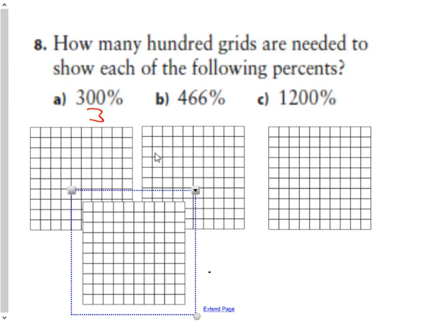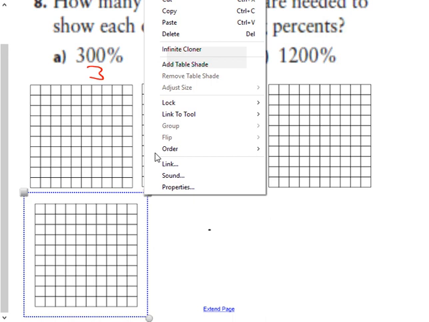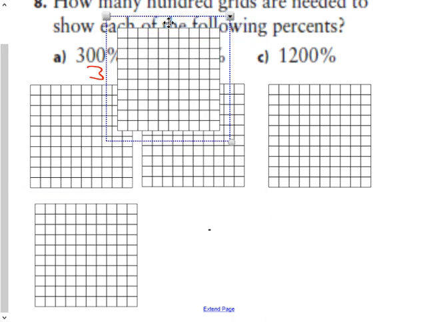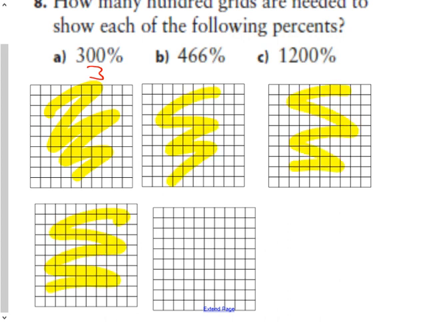To do 466%, this would be enough for 400%, but I need one more grid. I would need 5 grids to shade in 466% because I need to shade in all of these here, right? All of this, all of this, all of this. That's 400%, and 66% would be something like that. So 466% would require 5 grids. And for 1200%, I need to shade in exactly 1200 grids to make 1200%.